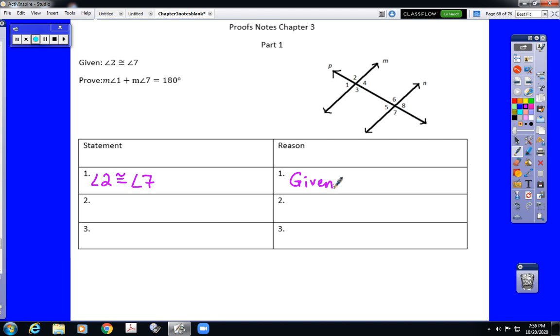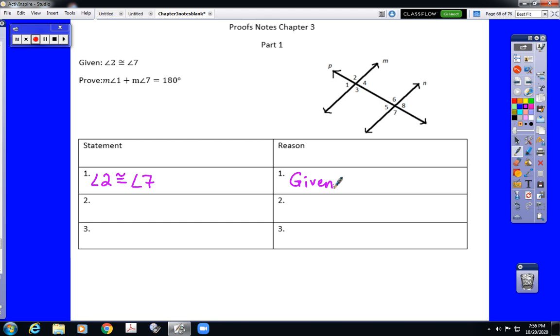Now, if we look at the picture, angle 2 and angle 7 have a definite vocabulary-based relationship. We have described all 4 possible combinations of alternate, consecutive, interior, and exterior angles. And 2 and 7, since they are on opposite sides of the transversal and are outside of the lines being transversed, are alternate exterior angles.